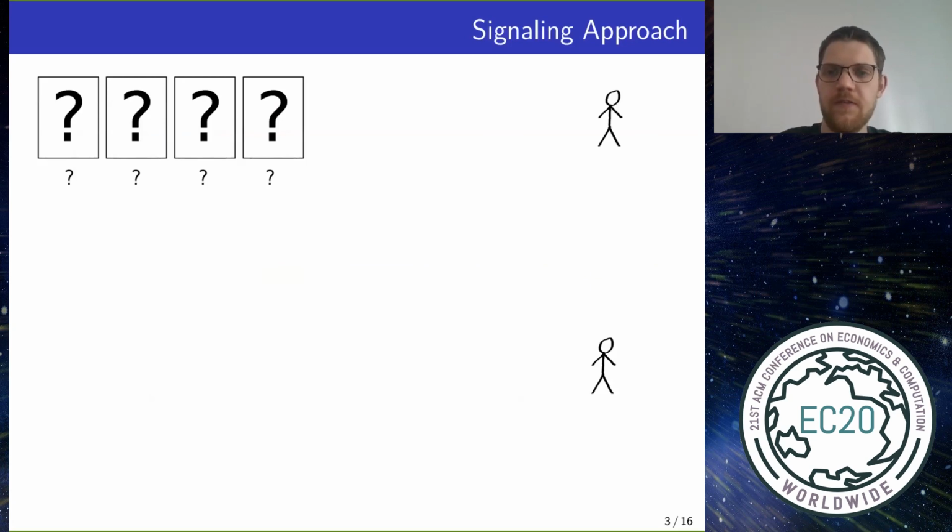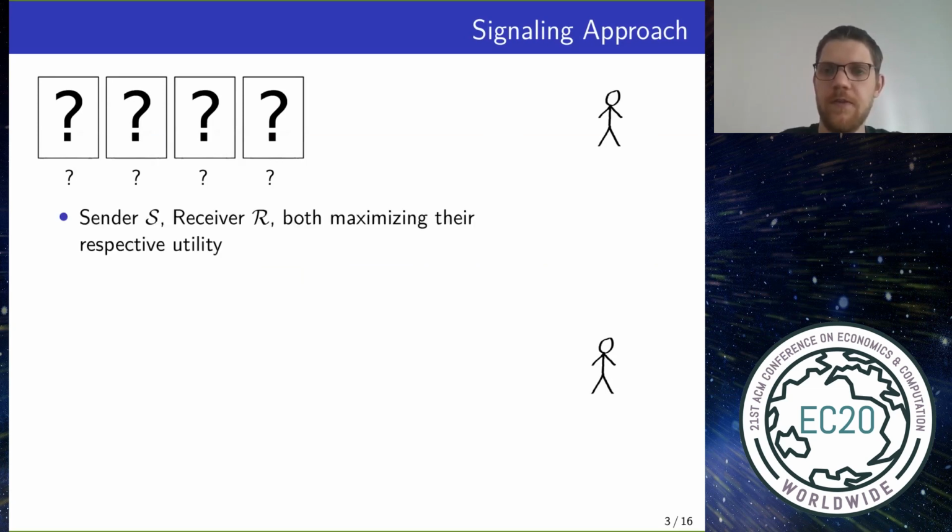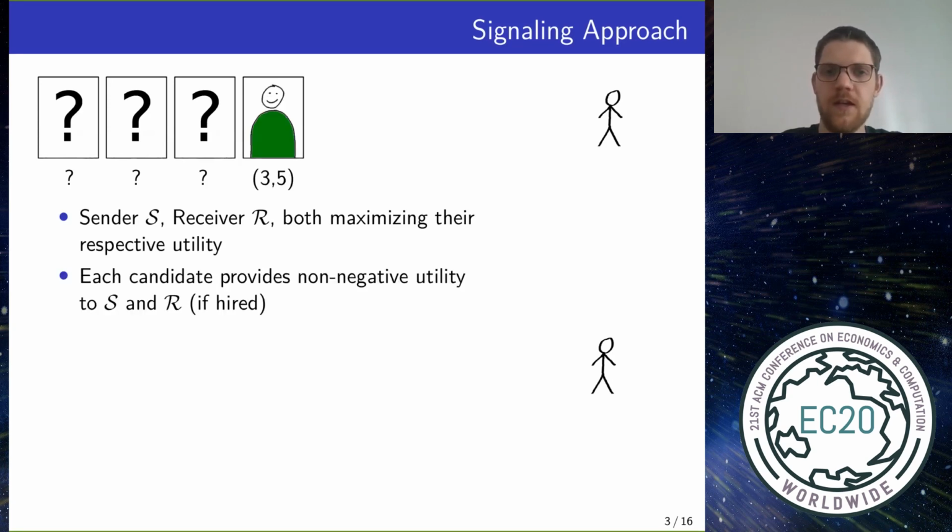We augment this by splitting the decision maker into two. We have now a sender and a receiver, and the sender is the one that observes the candidates, and the receiver is the one making the decision, which affects both players. So this means a candidate has two values, one for the sender and one for the receiver. We assume that those values are non-negative.